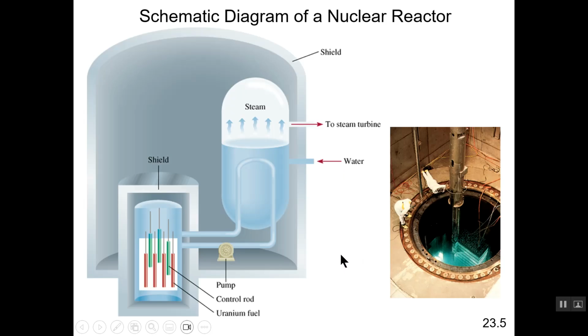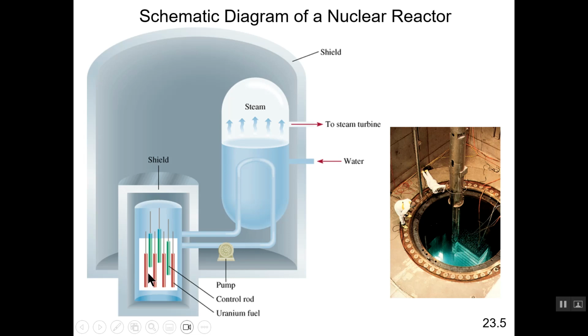Of course, you don't want the production of energy to be too large because that could result in overheating of the system and causing damage. So there are ways of controlling the rate of the reaction, so to speak. And what I'm showing you here is a diagram of the nuclear reactor, which is right here.